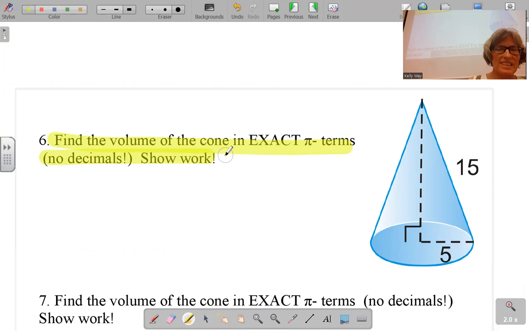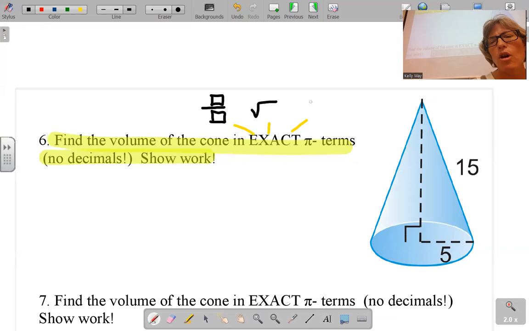Find the volume of the cone. Give exact terms, no decimals. Okay, above the word exact, let's put, what does exact mean? It's one of 3 things. You have a fraction that you reduce, you have a simplified radical, or you leave it in pi form. That's what exact means. It could be any one of those 3. No decimals.